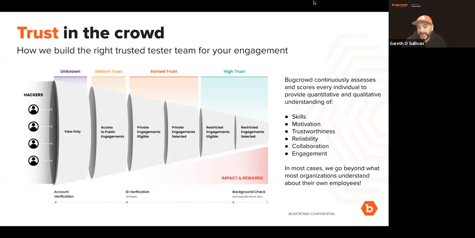And we tend to feel that we go beyond what most organizations do with regards to engaging with the community. So, that journey in the funnel here describes that journey from being unknown to getting to a point where a researcher or hacker is high trust. And you'll see here there's different access to different program types as they progress along that journey.